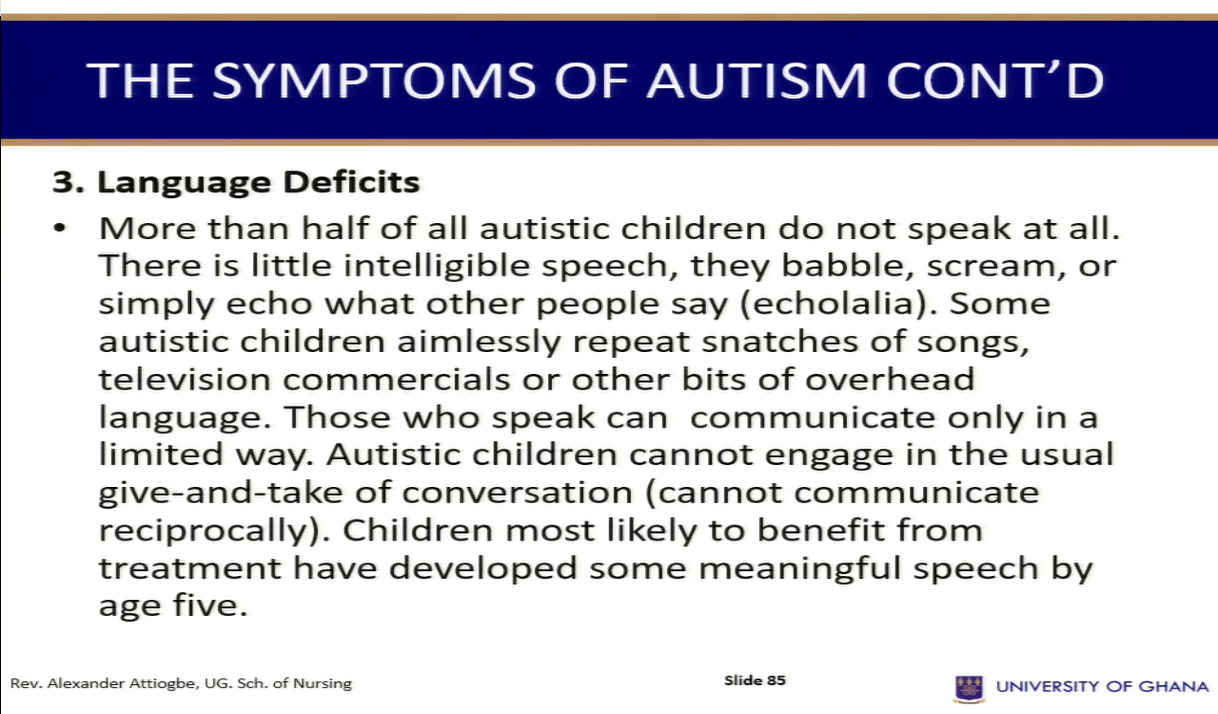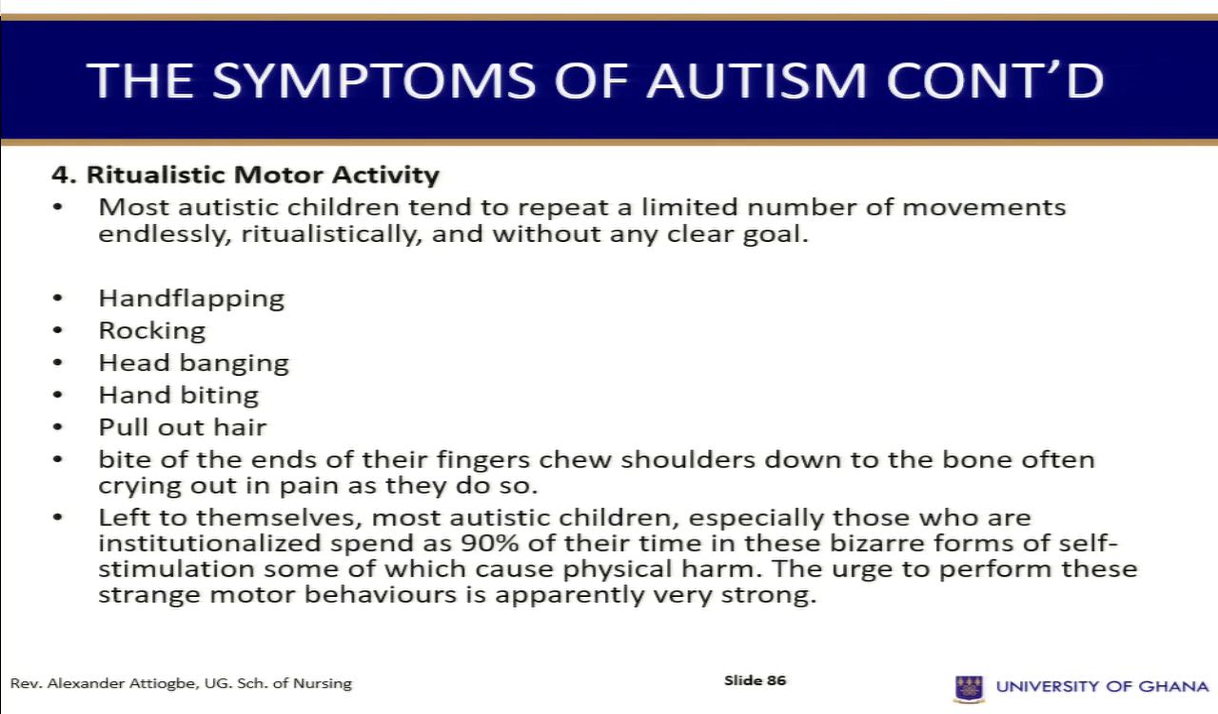Those who speak can communicate only in a limited way. Autistic children cannot engage in the usual give and take conversation, cannot communicate reciprocally. Children most likely to benefit from treatment have developed some meaningful speech by age 5.